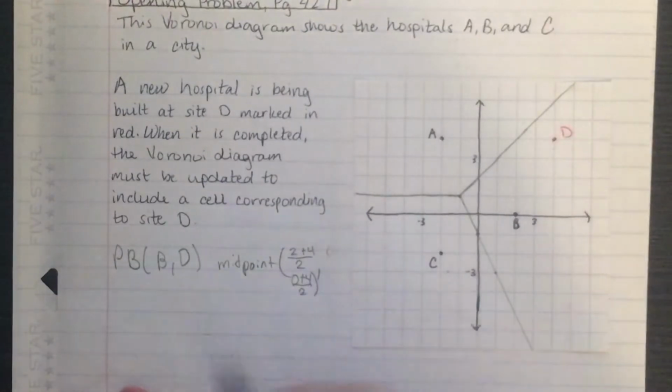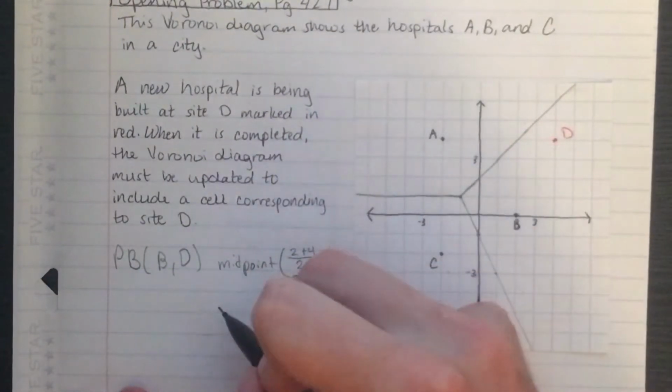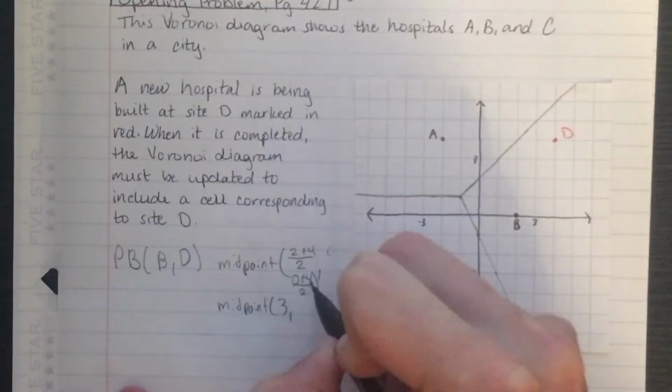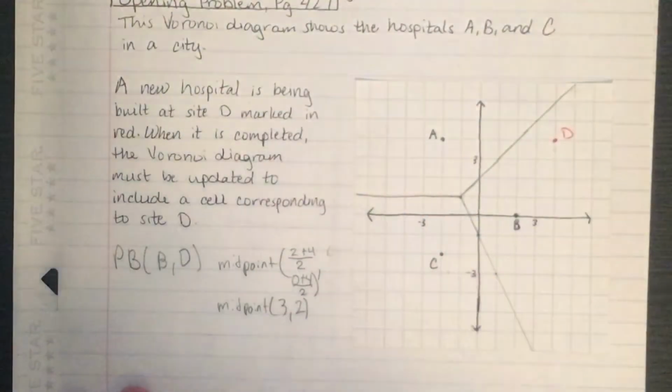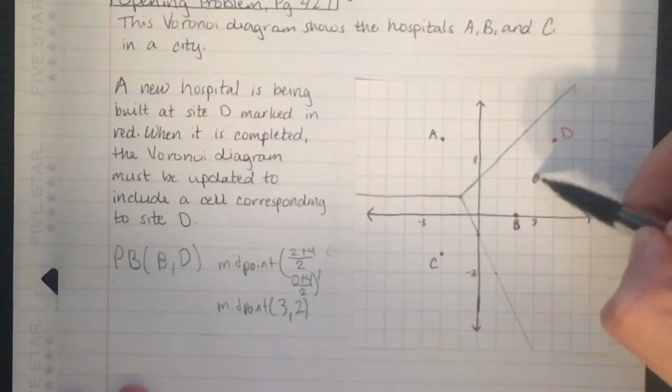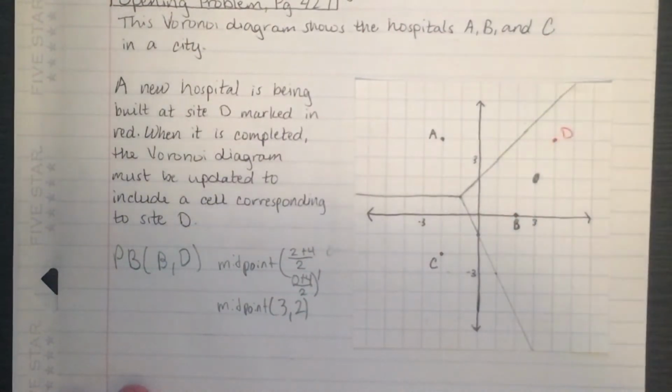Give yourself enough room. So the midpoint here is going to be 2 plus 4 is 6, divided by 2 is 3. And the y coordinate is going to be 2. So the midpoint that we're going to plot here is 3, and we're going to go up to 2. And then we've got to get the slope here.